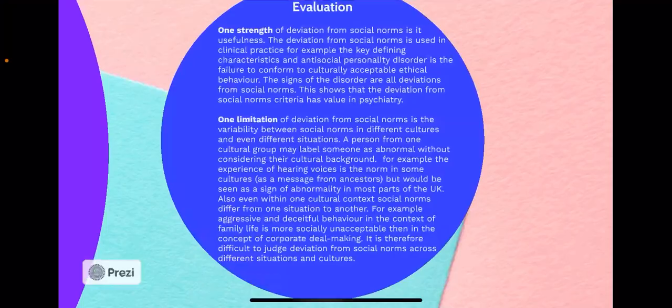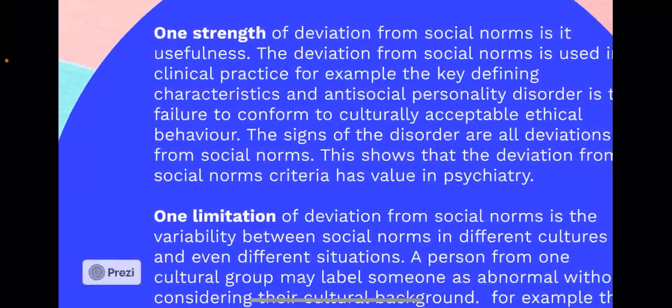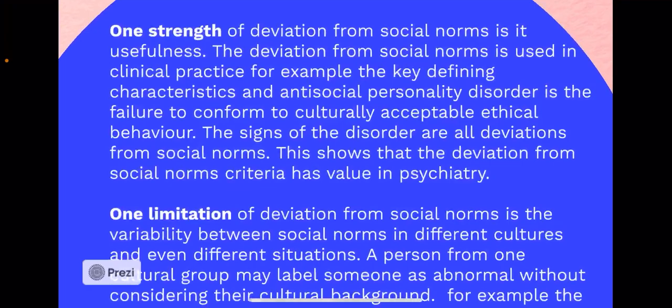In evaluation, one strength of deviation from social norms is its usefulness. Deviation from social norms is used in clinical practice. For example, the key defining characteristic of antisocial personality disorder is the failure to conform to culturally acceptable ethical behaviour. The signs of the disorder are all deviations from social norms. This shows the deviation from social norms criteria has value in psychiatry. So it's used in real life and it has a real world application.